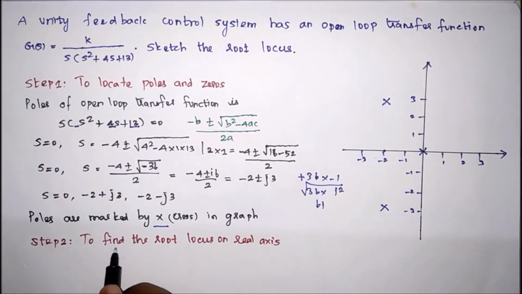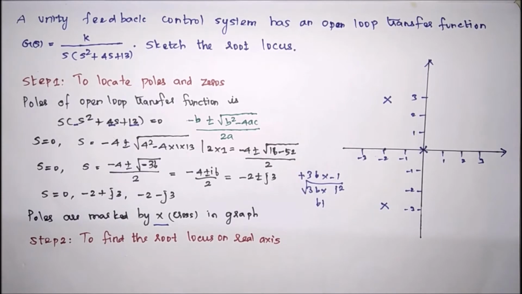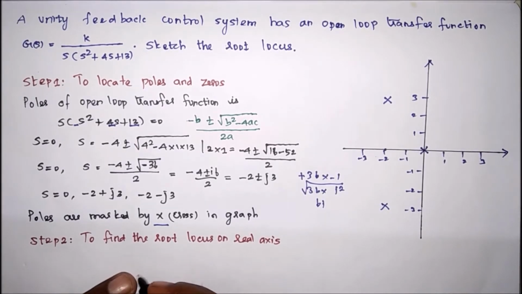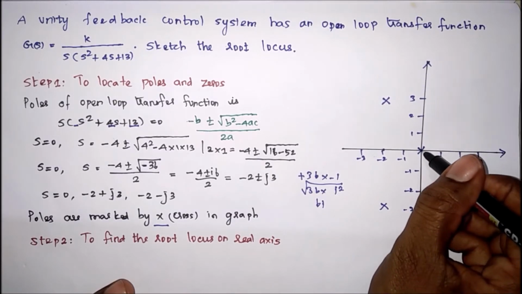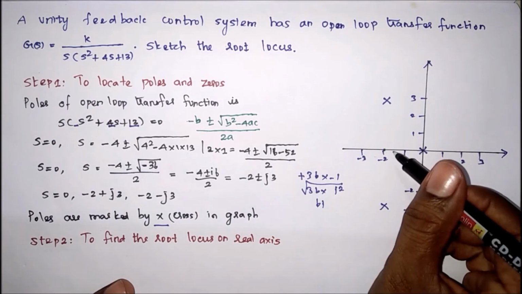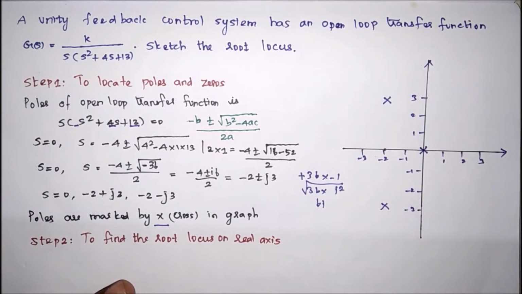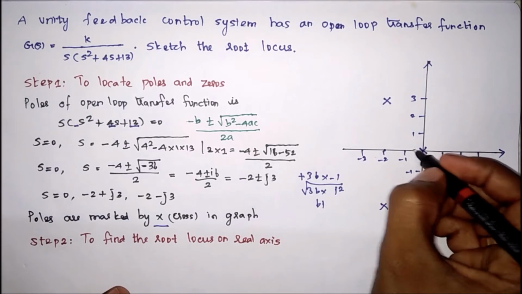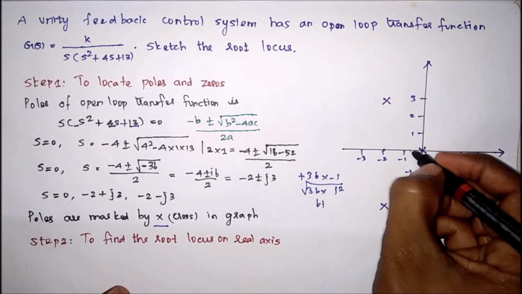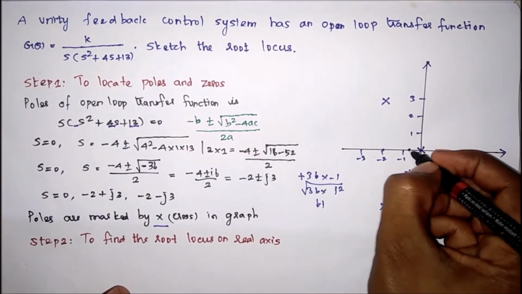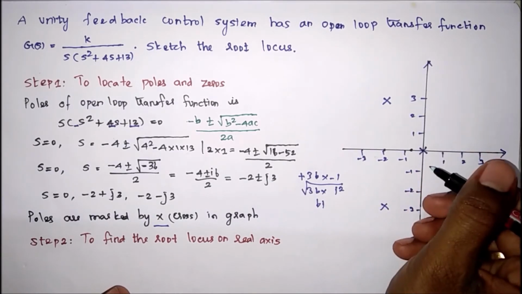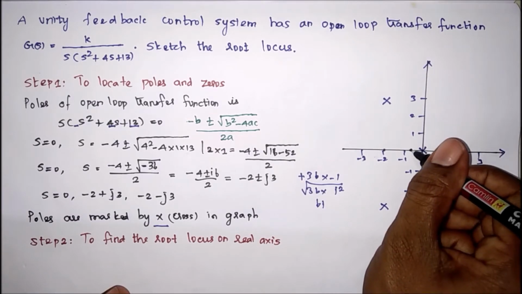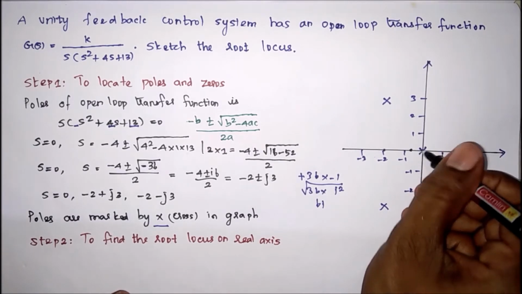Next, step 2: find the root locus on the real axis. To find the root locus, consider the left hand side of the real axis from the origin. So this is the left hand side. We take a test point and check. Suppose I take a test point here. If the number of poles and zeros to the right hand side of this test point is odd, we can say this test point will come under the root locus.